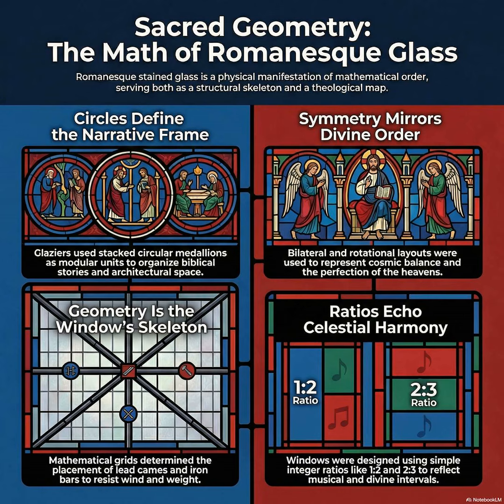Wow. And they weren't just eyeballing these intersections, I assume? No. They used cartoons, but not the funny kind. These were giant, full-scale layouts painted right onto whitewashed tables or even the floor. So they were literally walking on the blueprints. Literally walking on them while cutting the glass. And they used simple, clean integer ratios like 1:2 or 2:3. It's just amazing how they use such basic tools to build such complex systems.